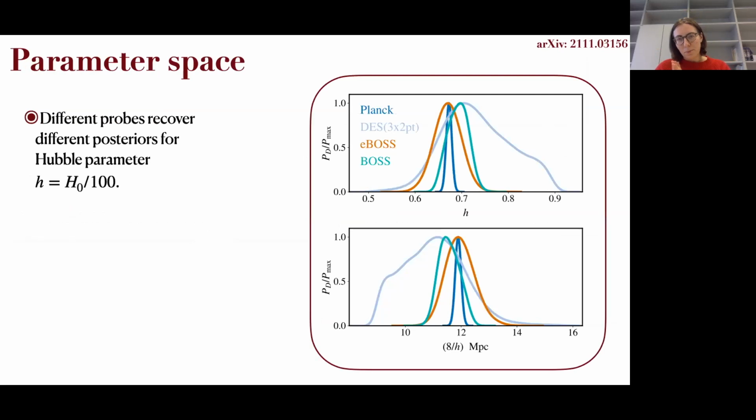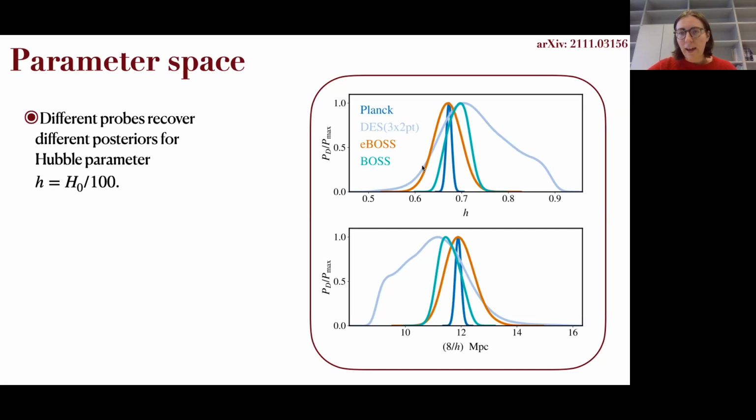Now, a very important part of our analysis is the parameter space that we are interested in. The parameter space that we define is essentially related to this problem of defining parameters or units through h. I will illustrate and explain what the problem is right now. Different probes recover different posteriors for the Hubble parameter h, so any parameter that is defined through h will be averaged over the particular posterior of the particular probe.